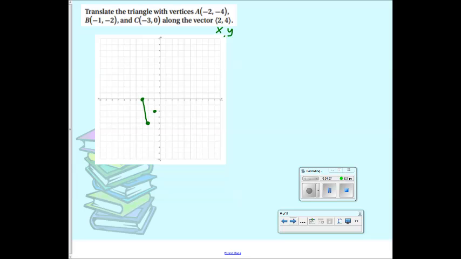Okay, so there's my initial triangle. And then I'm going to move each of the points. So I'm going to take this one, and I'm going to go right 2, and then up 4, which is going to actually take me to the origin. And then I'm going to move this one over 2, and then up 4. And then I'm going to take this one and move over 2, up 4. All right? What do you notice about the shape? It should be exactly the same. If your shape looks different, what is that telling you? You did it wrong. Okay?